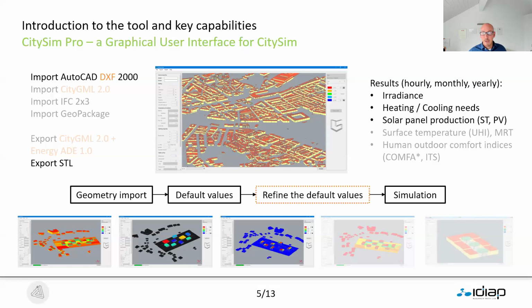And then you can see in the interface with false colors the results on an hourly, monthly, or yearly time granularity, the irradiance on the facades, on the walls, on the roofs, and the heating and cooling needs, the solar panel production, if it's solar thermal or PV, and all this information can be seen in a very nice way.